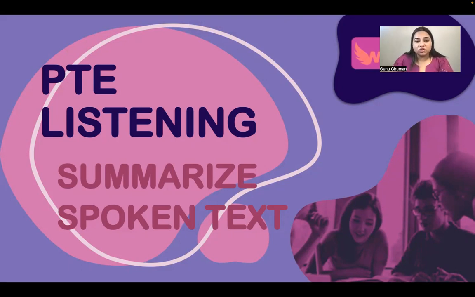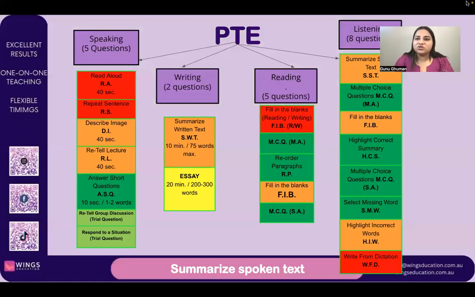So this question is called Summarize Spoken Text. It is a part of your listening section. It's going to be the first question of your listening. In listening, there will be a total of 8 items to answer, but you can see that the green items are not important. So we will only count on 4 items, but all those 4 items are important and you have to work on them more carefully.